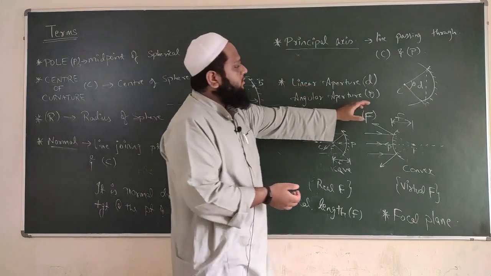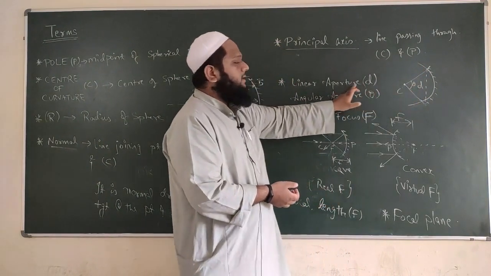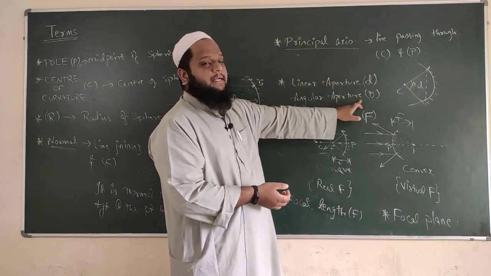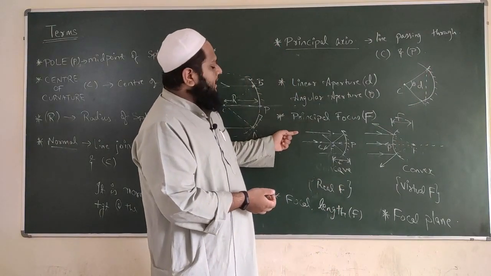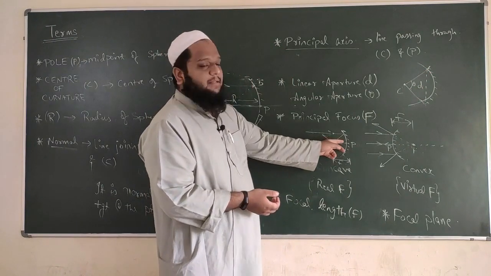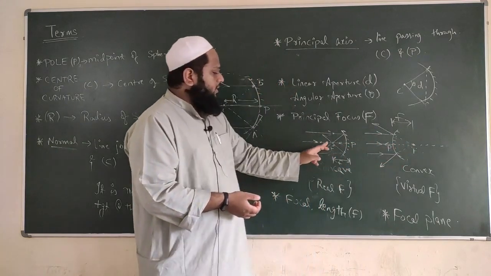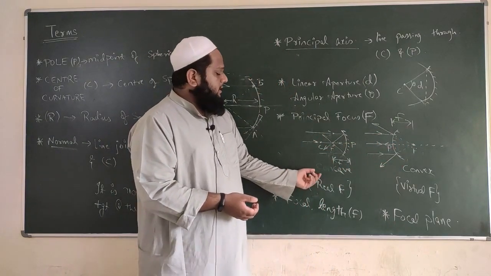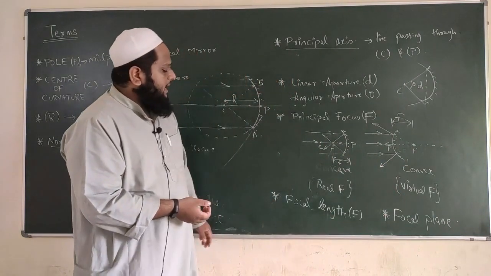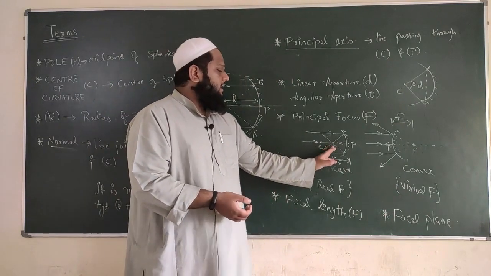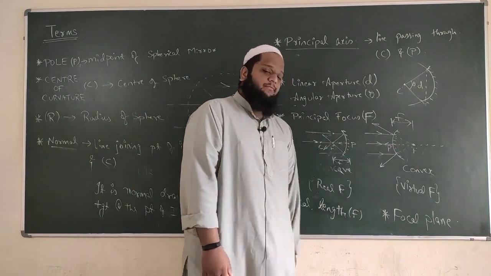Linear aperture, I have already told you, the effective diameter of the reflecting surface of a mirror is called linear aperture. Coming to angular aperture theta, it is the angle made by the effective surface. Coming to principal focus, when parallel rays of light are incident on the mirror, they converge at a point or appear to diverge from a point. Those points are called principal focus. So, in concave you have a real focus, in convex you have a virtual focus. At last, focal length. Focal length is the distance between principal focus and pole. It is the distance between P and F.